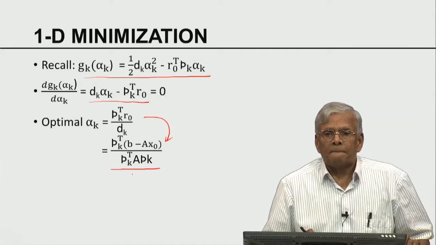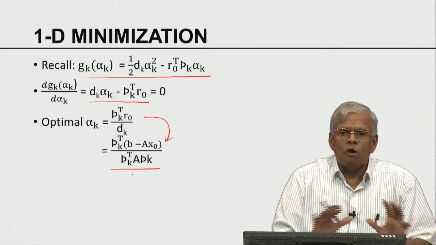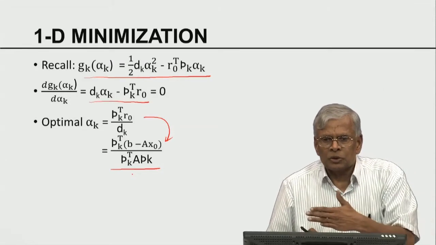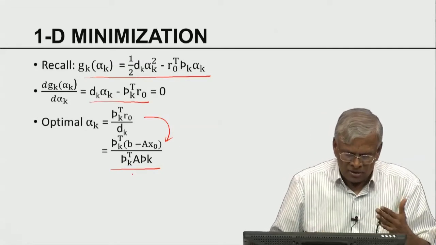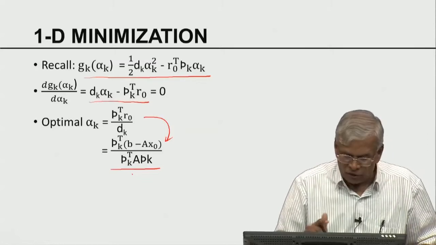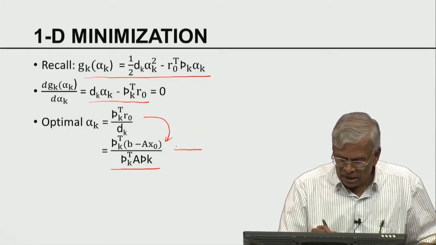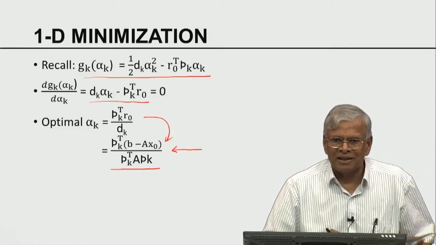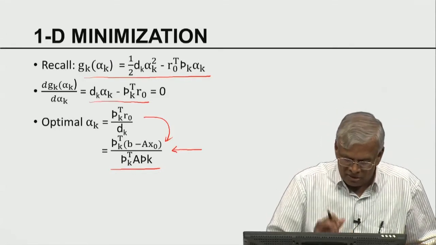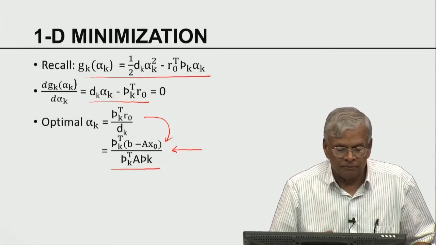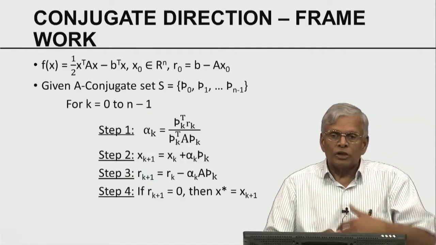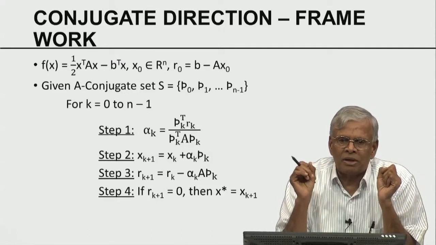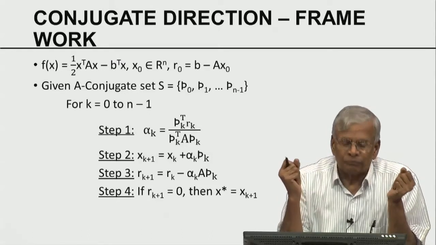Therefore, we have now minimized each of these functions separately with respect to alpha_k, and the minimizing alpha_k is given by this particular formula. So we have achieved minimization of n one dimensional functions simultaneously, where the minimizer is given by this particular formula. So this provides us a framework for what is called the conjugate direction method. It is an idea.